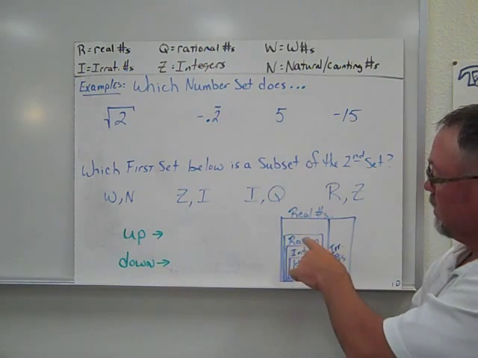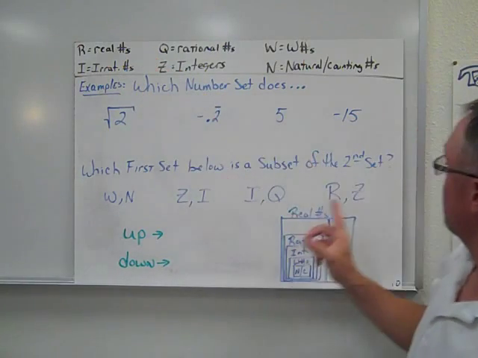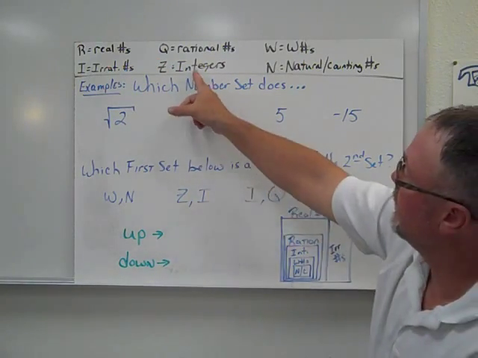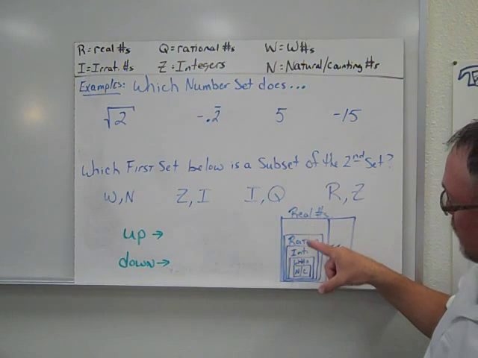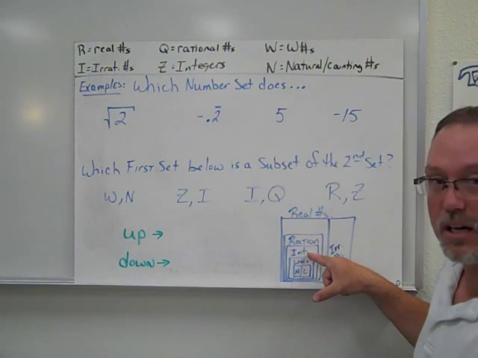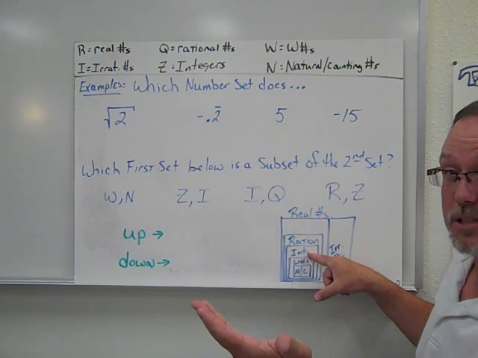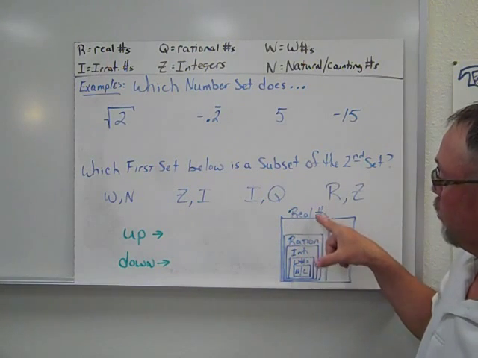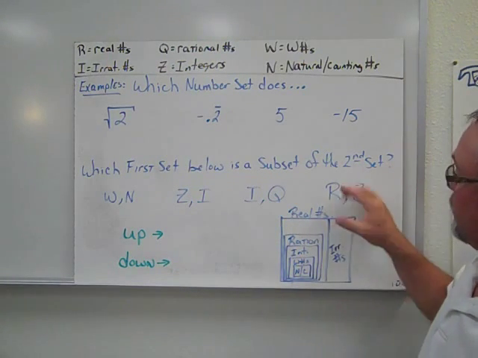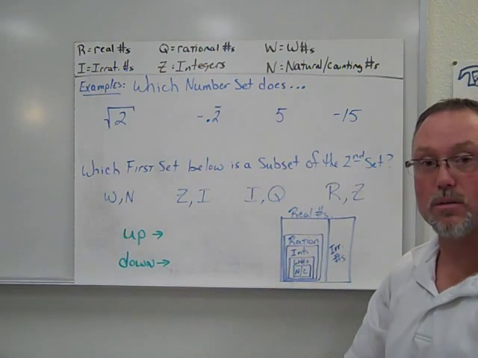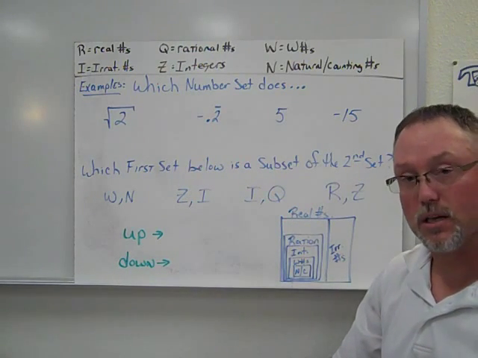R, Z. R is real numbers. Z, integers. Real to integers, it's not a subset. It'd be a super subset or a superset, but it wouldn't be a subset. So none of these worked out to be a subset.